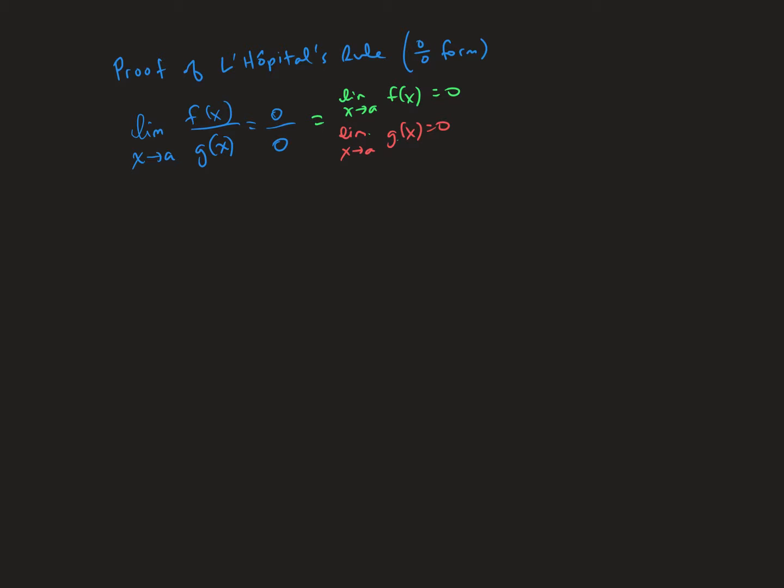All right, so what I'm going to do is draw a picture that illustrates this point. So here's my point, x equals a. I'm going to draw a graph of f of x, and its limit as we get close to a is 0. And then the graph of g of x. Let me label those. This is g of x. This is f of x.